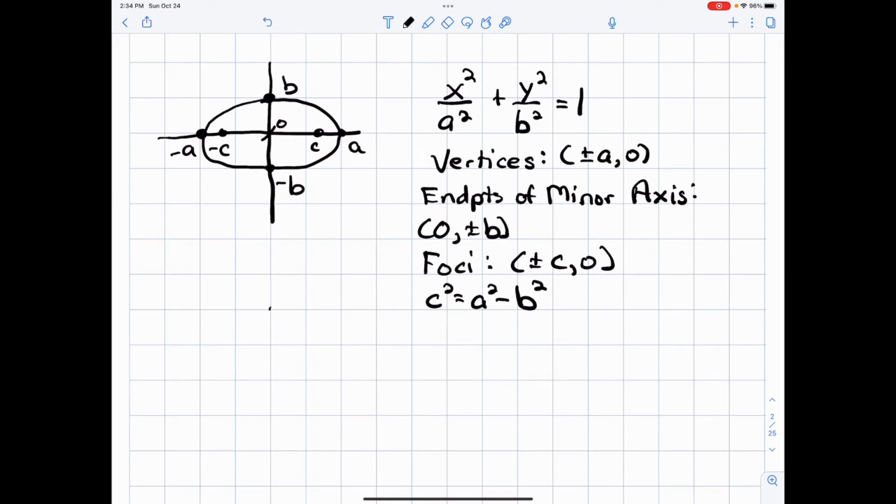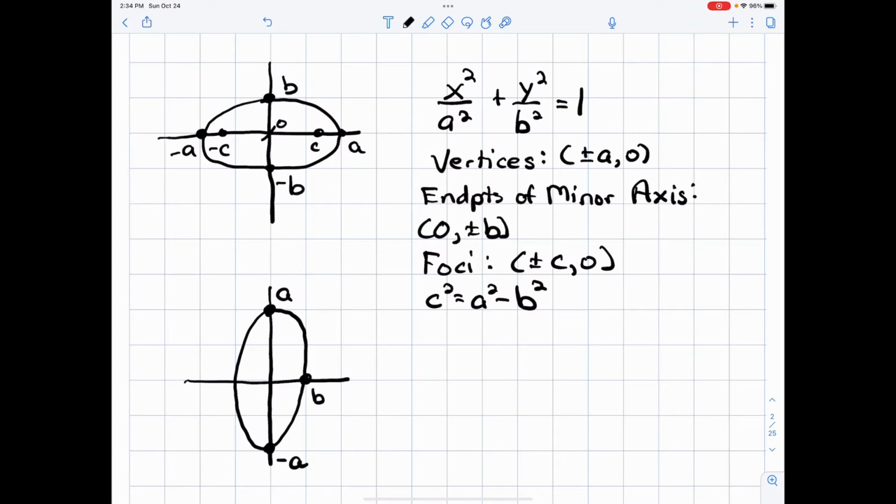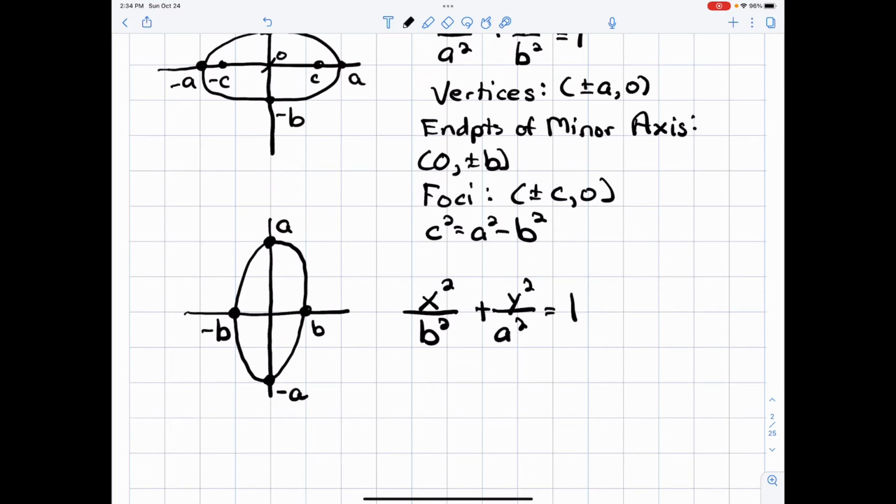Now you could also, if you switch your ellipse and have the major axis running vertically like this, then now the a's will be along the y-axis, and then the b's will be on the x-axis. So a is always going to refer to the major axis. So if it's oriented differently, then you're going to have to switch. So now the formula, instead of having a under x, it's going to have b under x. So x squared over b squared plus y squared over a squared equals 1. So then it all switches out.